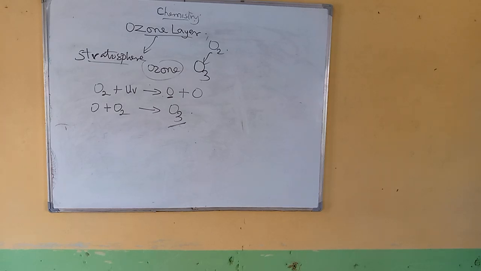Our activities hinder or try to make holes. I will use that term, holes, in the ozone layer. And once the ozone layer has holes, it might not be absorbing the excessive harmful ultraviolet radiation, which means we will be exposed to that harmful radiation directly from the sun. Okay.